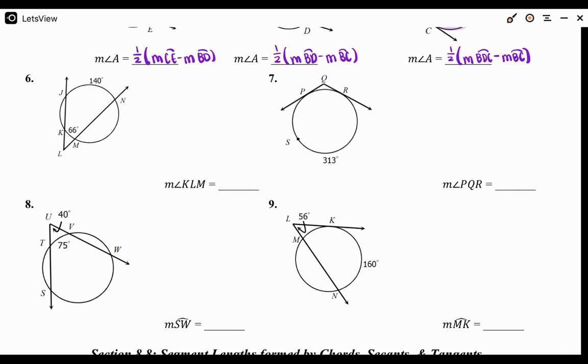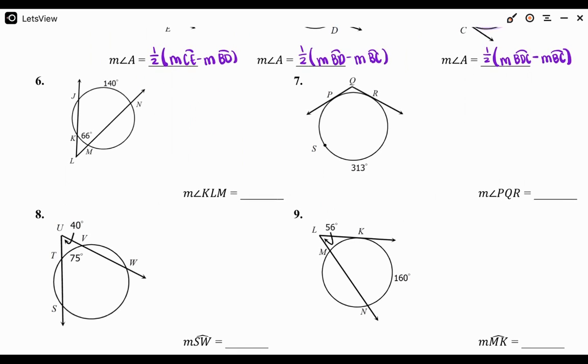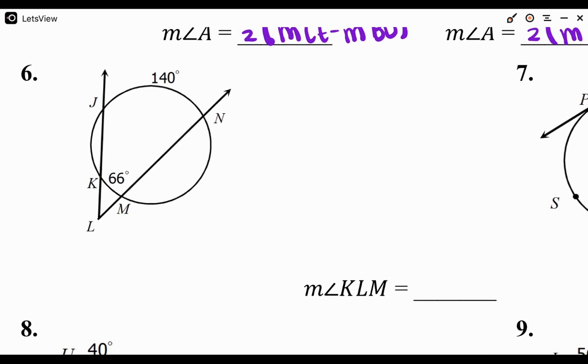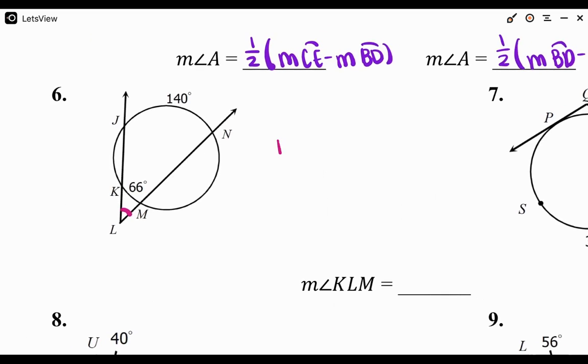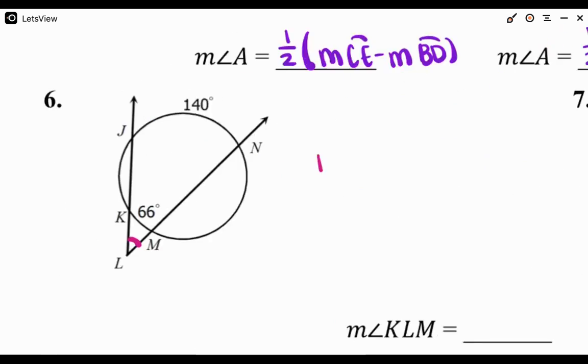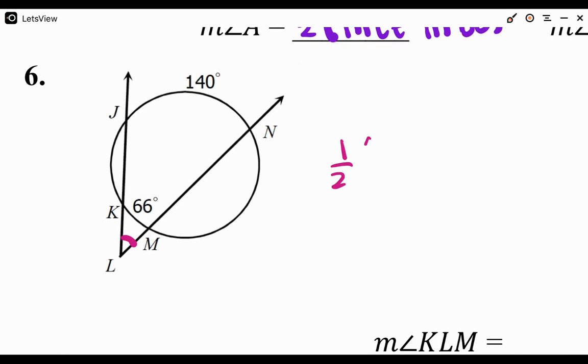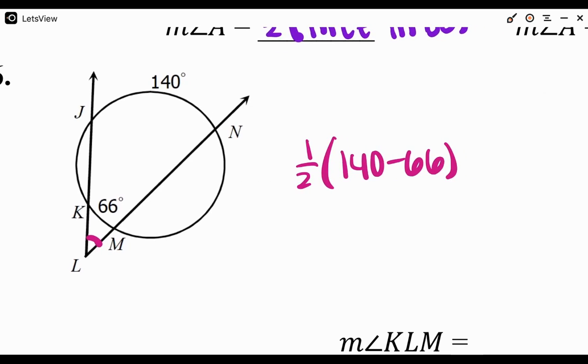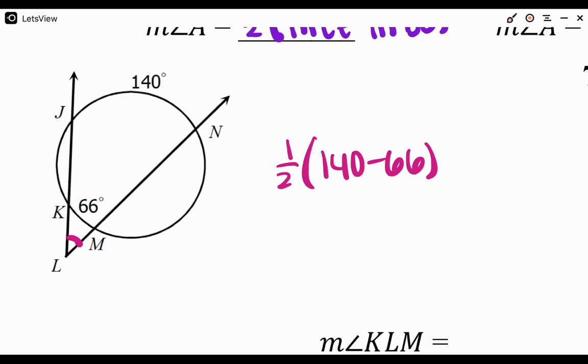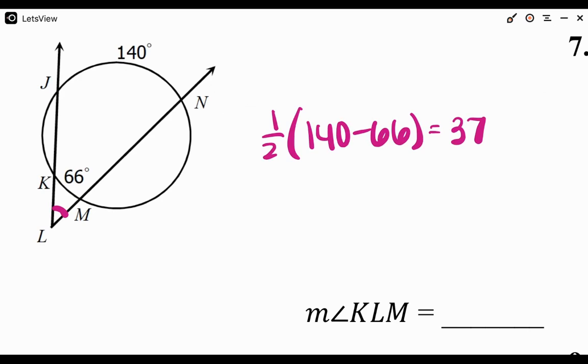So there's the formulas. I'm going to zoom in. So for KLM, that's this angle in here, we're going to be taking, oops, guess I didn't want to zoom in. Be taking half of 140 minus 66. So put that in your calculator. 140 minus 66 divided by 2. We end up getting 37. So our angle for KLM is 37 degrees.